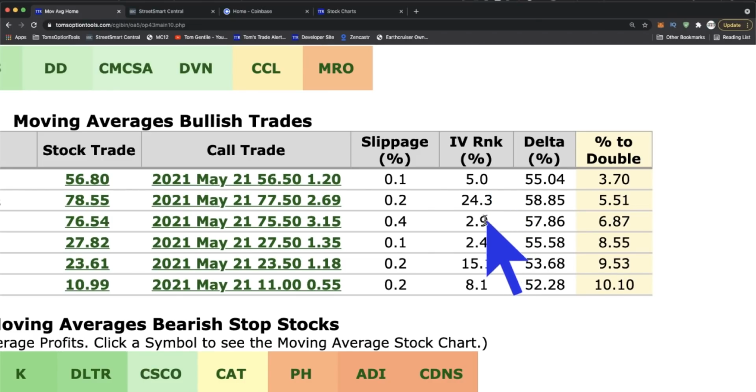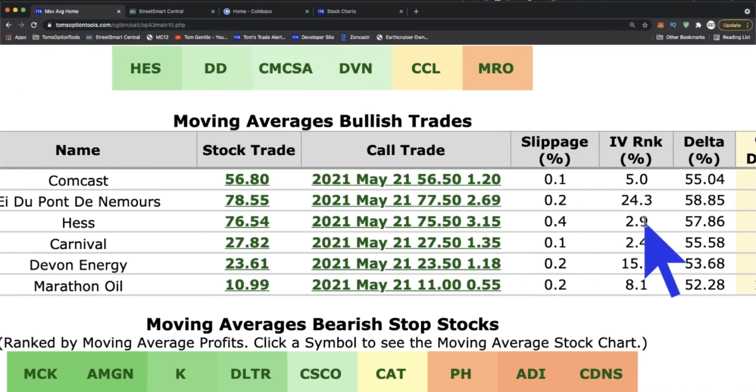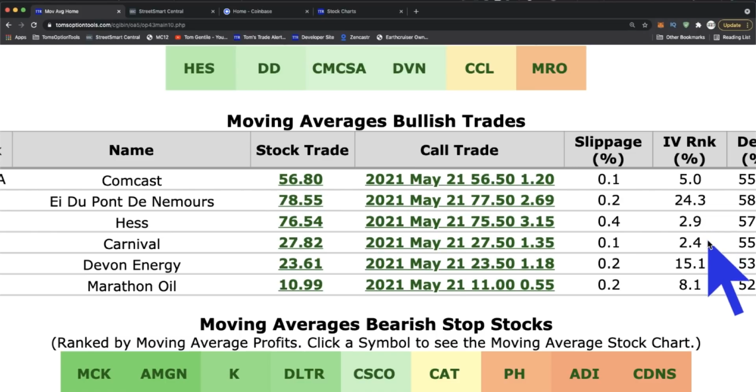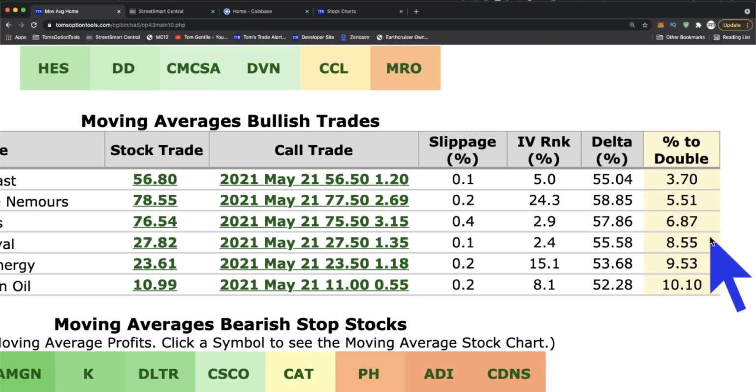Look at Hess. Hess is showing an IV factor of 2.9. Carnival, 2.4. All right, so three of these 6 here are in some really low numbers in terms of time premium. That means that call options or call spreads may be very interesting to look at going forward.